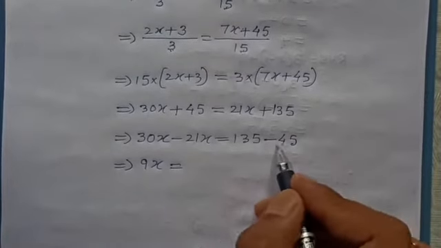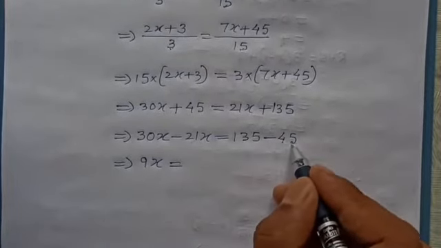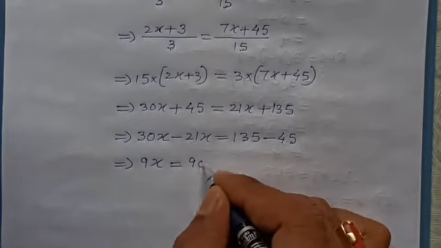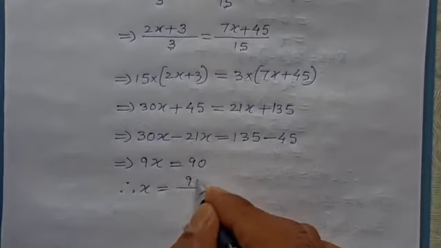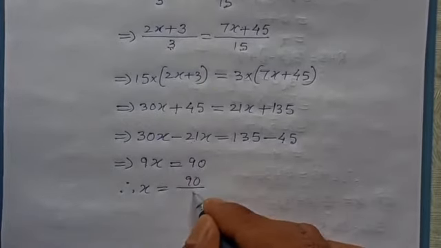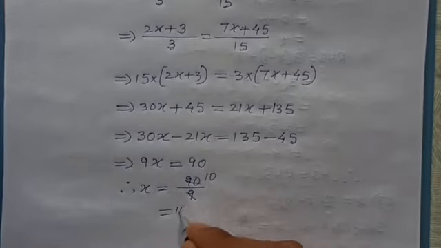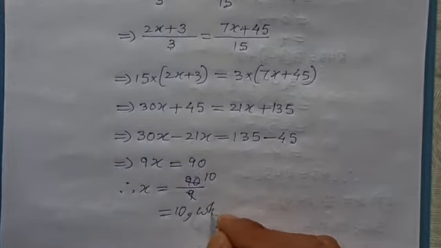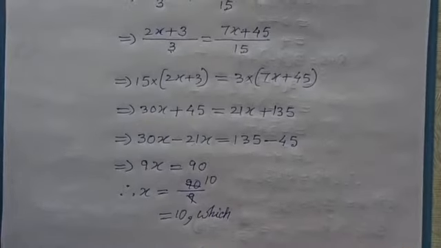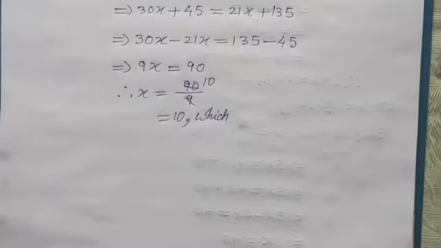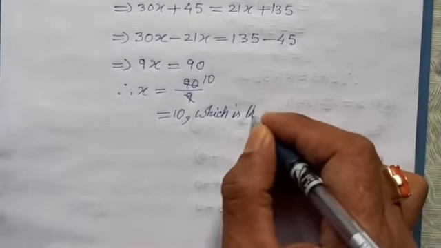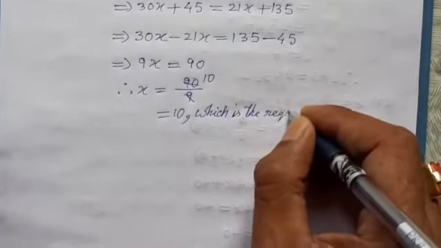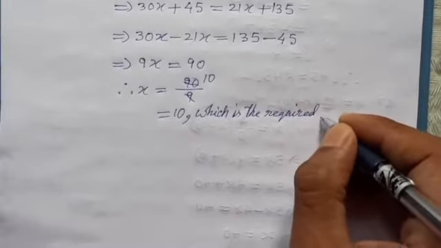135 minus 45 is 90. So keep 90. Therefore 9x is equal to 90. If 9 is transposed to the other side, then 90 will be divided by 9. 90 divided by 9 is 10, so we are getting x equal to 10. Which is the required solution?